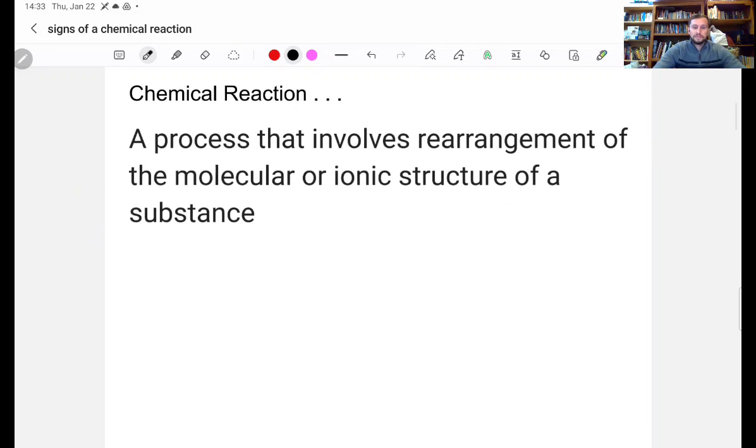Now, the definition I'm giving you here: a process that involves the rearrangement of the molecular or ionic structure of a substance. So we have a different molecule than before, which is again, what type of compound, what type of bonds does a molecule have? Pause it, tell the person next to you. You should say, covalent.